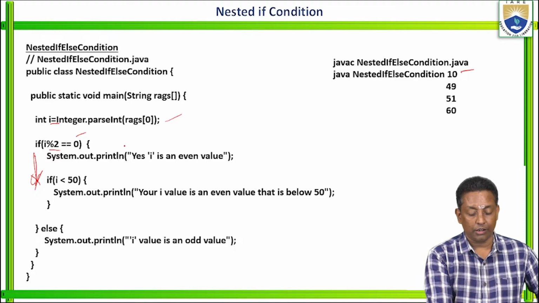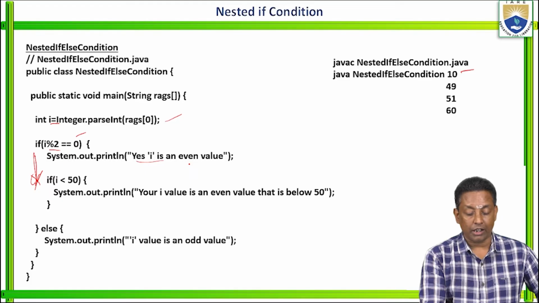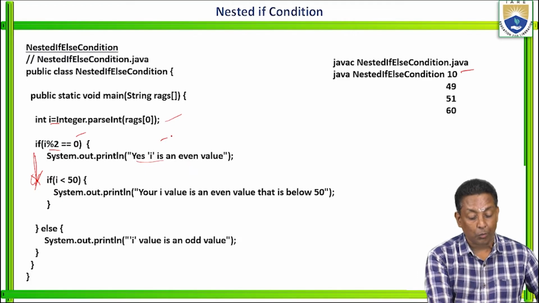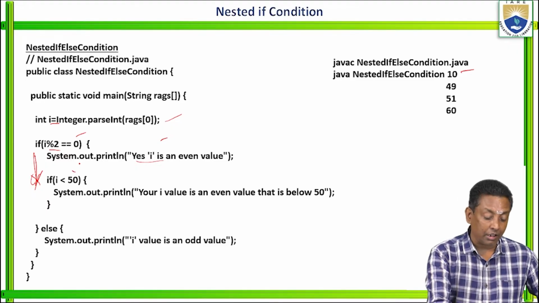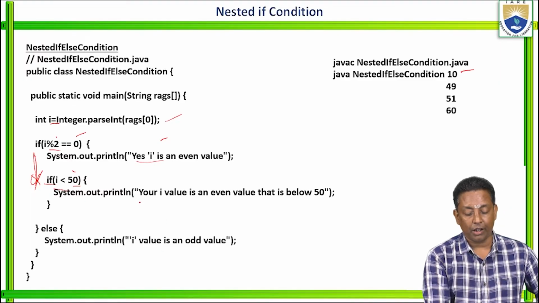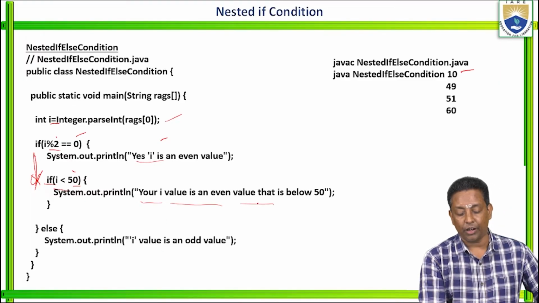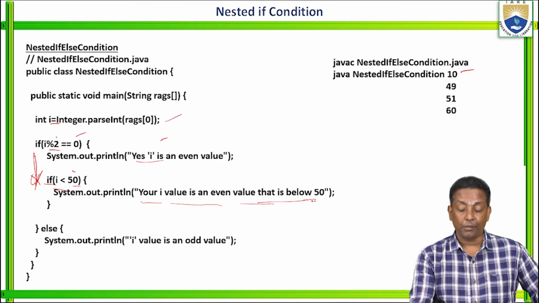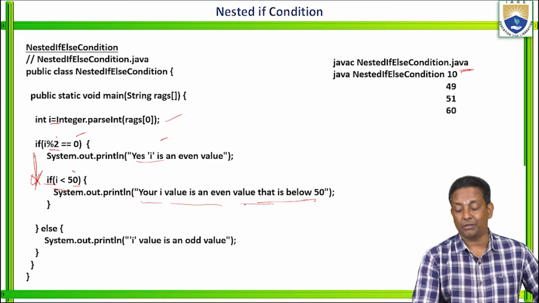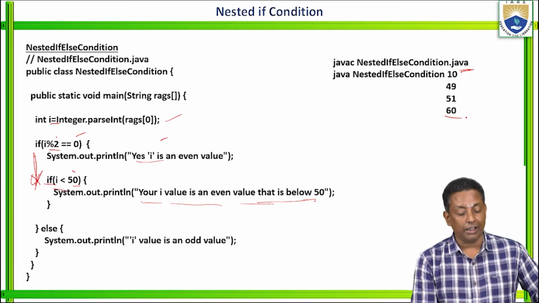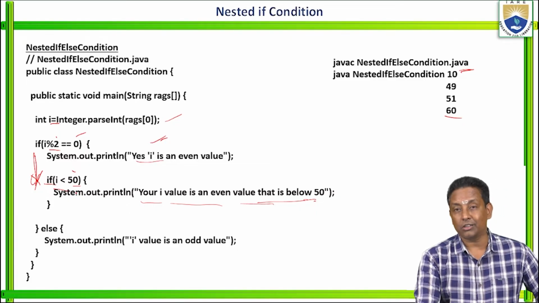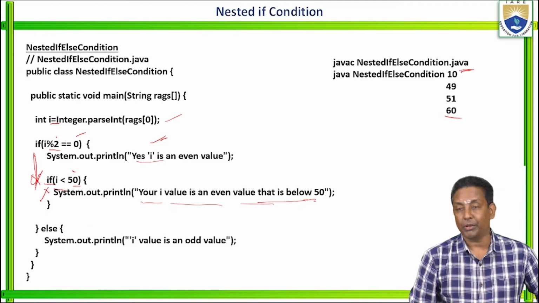In the if block we are writing "Yes, 10 is an even value" or "60 is an even value", and we are also checking one more condition inside the main condition. Here the condition is: if the value is less than 50, then print "Yes, the value is even and below 50". Suppose you enter 10: 10 is less than 50, so this statement will be printed and the inner statement also. Suppose you enter 60: "60 is an even value" will be printed, but 60 is not less than 50, so the inner if condition will not be executed.